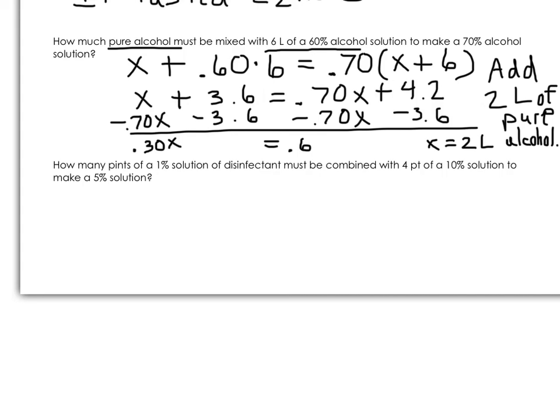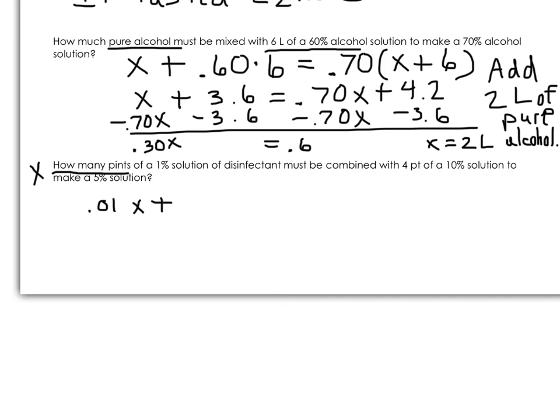So now we have another combination problem. How many pints of a 1% solution of disinfectant must be combined with 4 pints of a 10% solution to make a 5% solution? So we need to figure out how much pure disinfectant we're dealing with here. How many pints? That's what we're solving for. So we'll call that X. So the original solution is 1% solution. So we need to know what is 1% of X pints. That will be pure disinfectant.